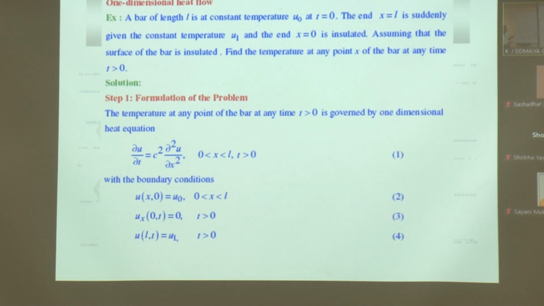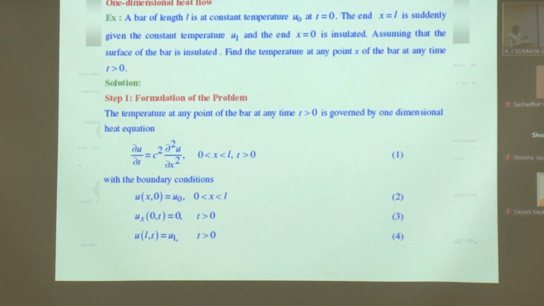Now the second thing is that the x equals 0 end is insulated. I told you the mathematical meaning of insulation. Insulation means there is no heat exchange. This is x equals 0, this is x equals L. This end is insulated, meaning there is no heat exchange with the surrounding area, and therefore the rate of change of temperature is 0 at that particular end. And therefore, u x at x equals 0 is 0.